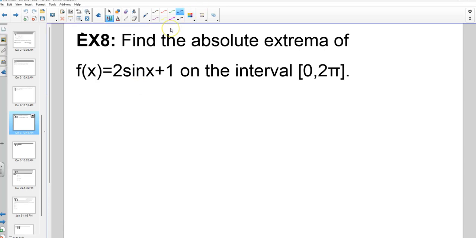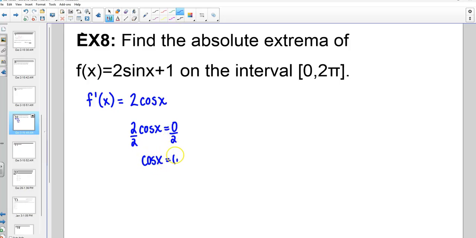We are going to find the derivative here. So f prime of x. This is a pretty straightforward derivative. It's just 2 cosine of x. And then for critical points, we want to know where 2 cosine x equals 0. So we're going to say 2 cosine x equals 0. We will divide by 2. So cosine x equals 0.